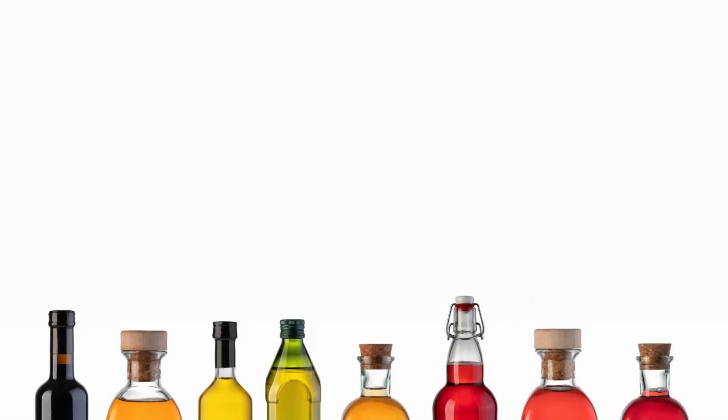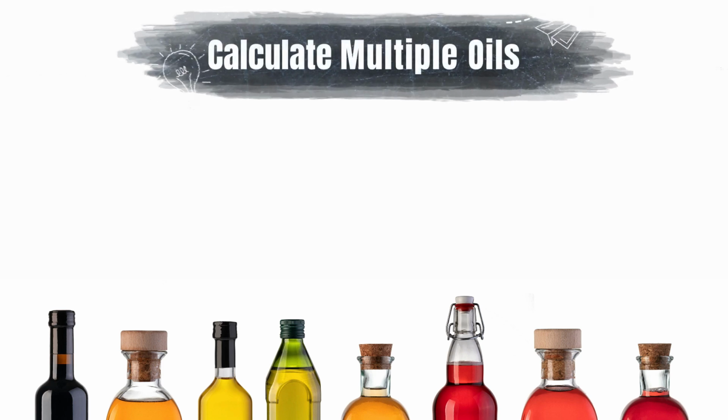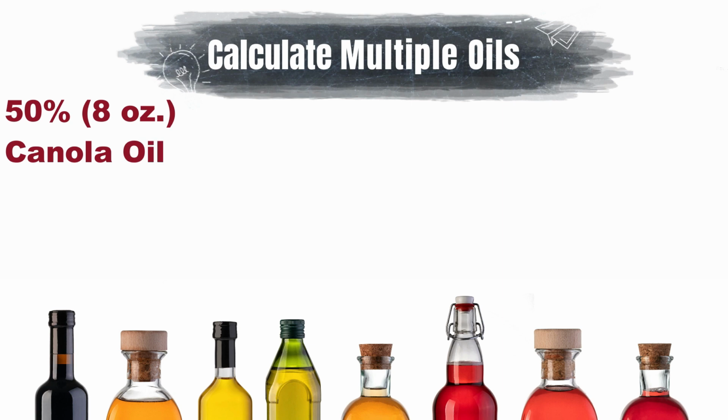For example, I still want to make 1 pound of soap, so I want a total of 16 ounces, but I'm going to use 50% or 8 ounces of canola oil this time, and 50% or 8 ounces of lard. Now, these are also common oils in soap making.